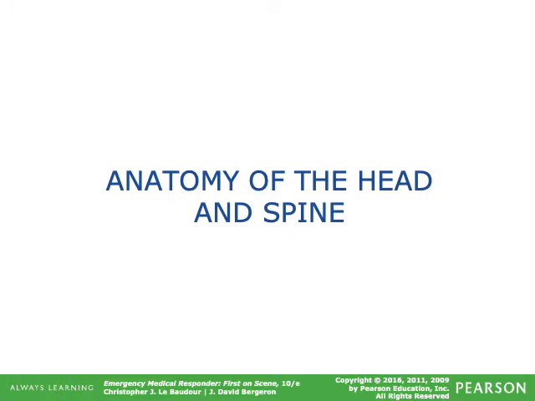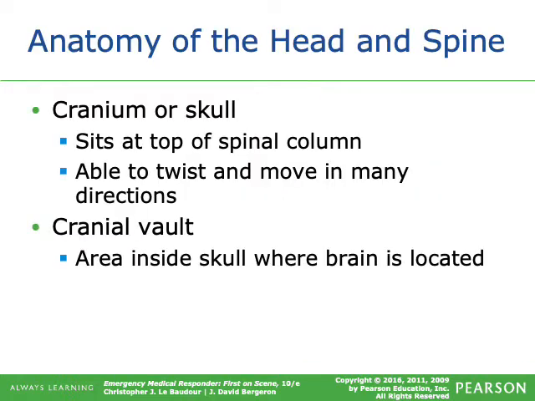Alright, this is anatomy of the head and spine. It's going to be a review of the anatomy and physiology chapter from earlier in this class. Alright, the cranium or skull. This sits at the top of the spinal column. It's able to twist and move in many different directions. The cranial vault is the area inside the skull where the brain is located.